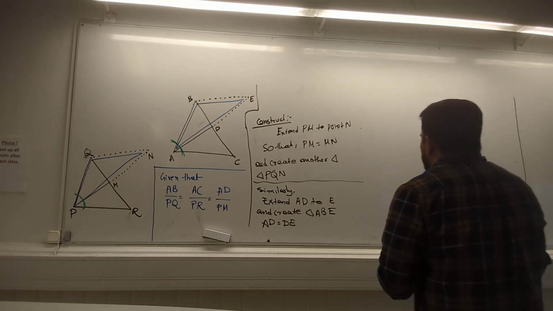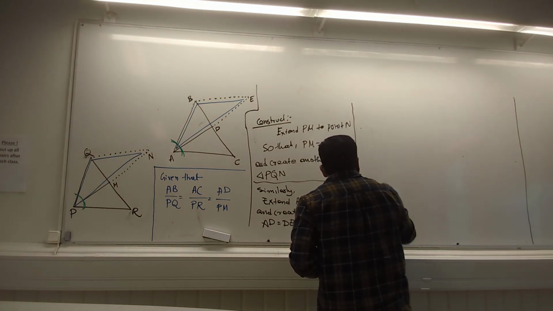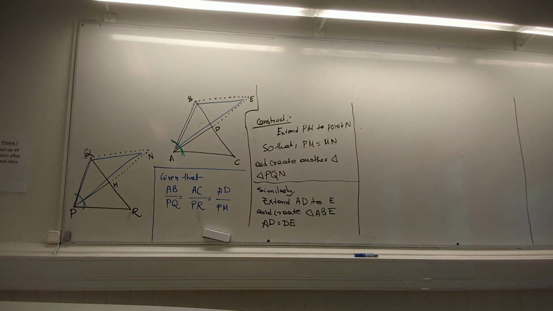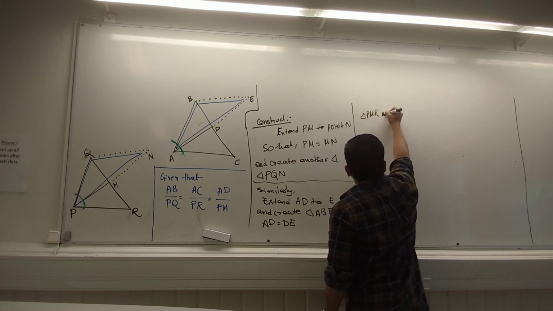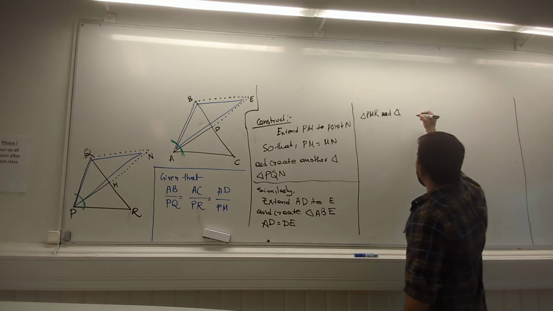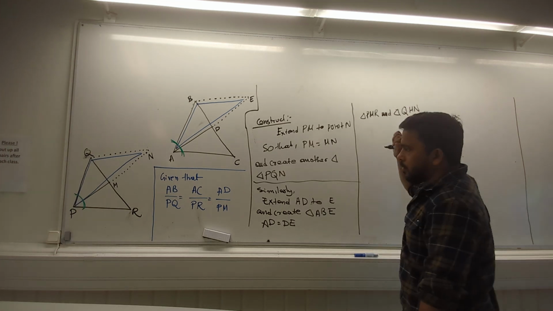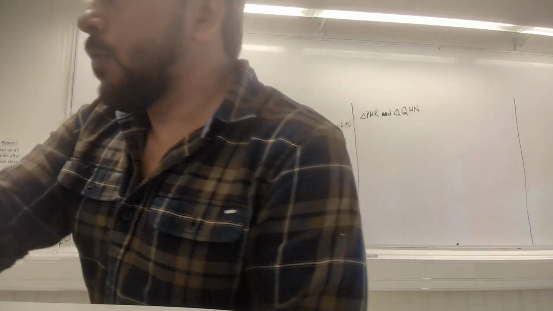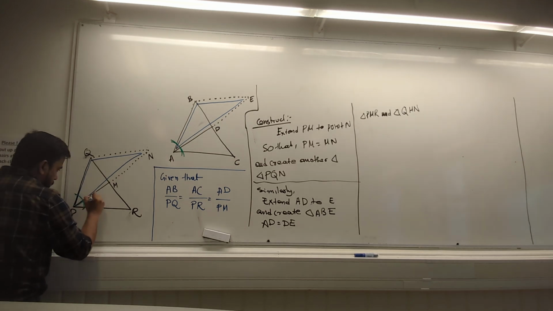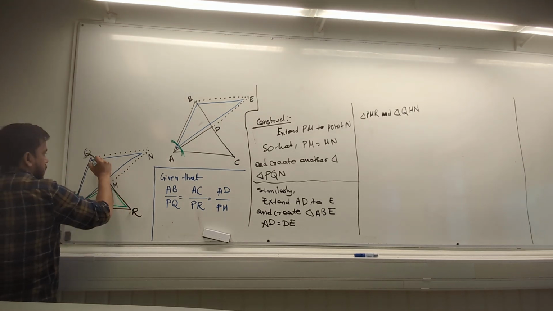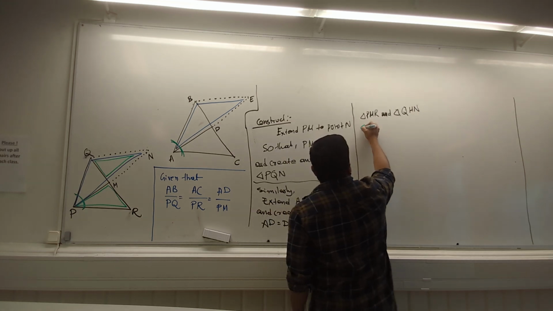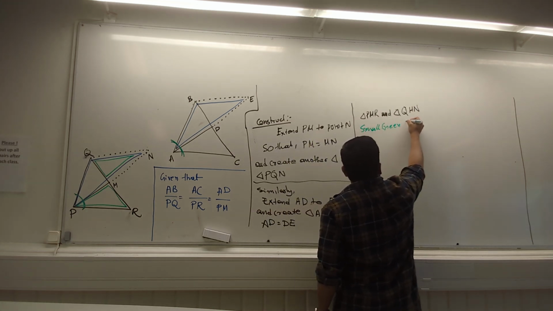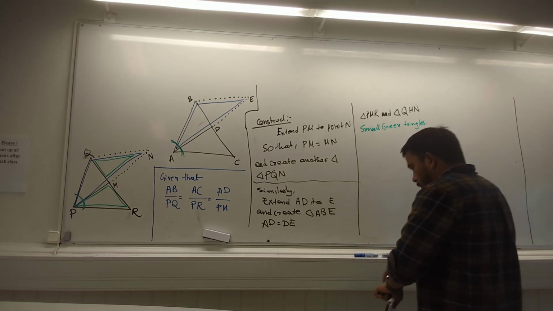So I hope it is visible here. If we just focus on two of the smaller triangles, that is triangle PMR and triangle QMN, PMR is this one and QMN is the other one. These small green triangles.